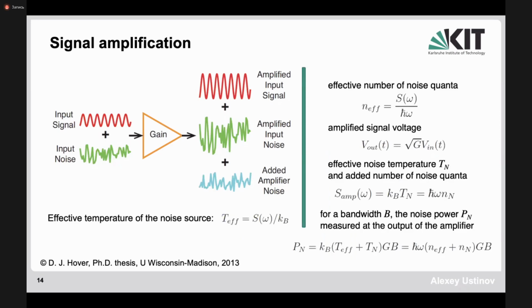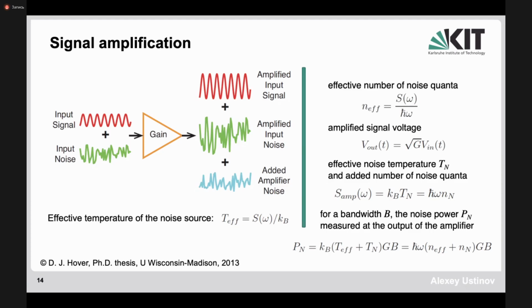Now, the effective number of photons in the signal can be counted simply by dividing the noise spectral density by the photon energy. And then the amplitude of the amplified signal is simply proportional to the gain. Now, the gain is often given in dB, like 20 dB, 30 dB, and so forth. This is a relative logarithmic scale gain, and it refers to the power. And therefore, once you talk about the voltage amplitude, input and output, you have to take a square root of this gain, because power is proportional to the square of the voltage.